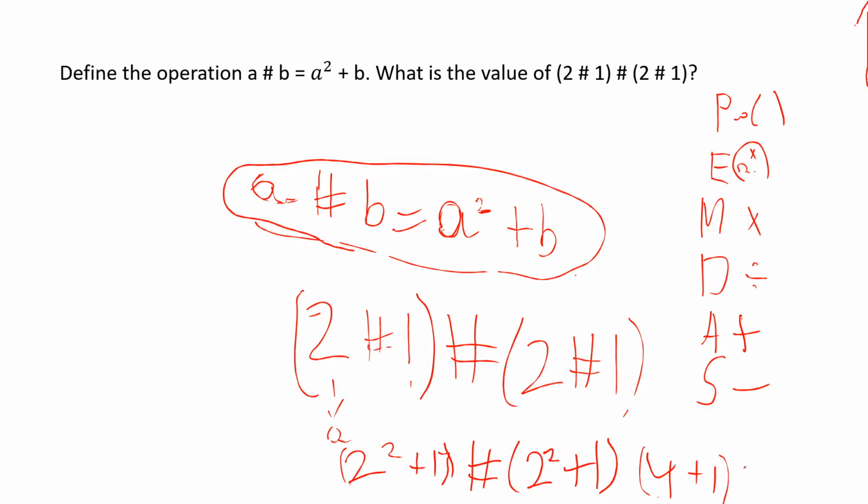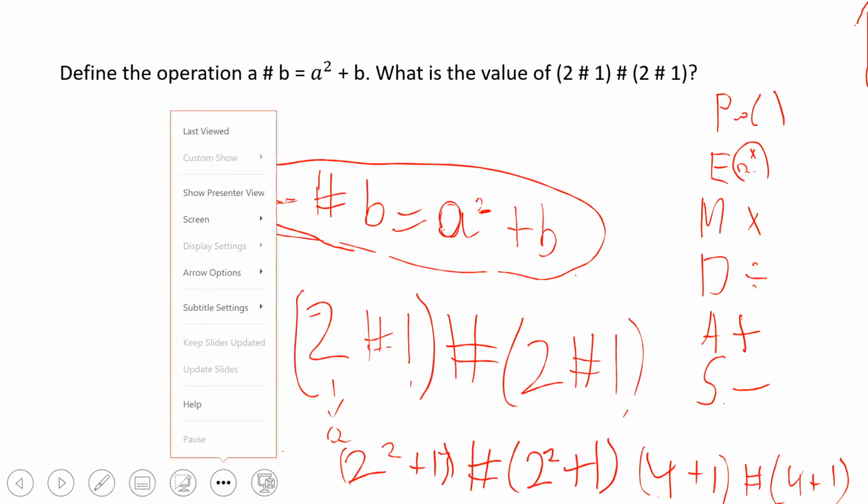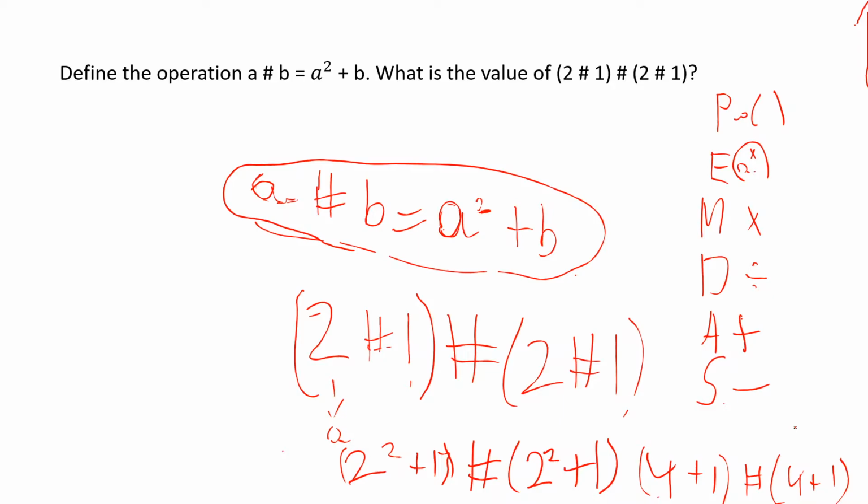And then we have our hashtag. 4 plus 1, of course, is 5. So once I'm done with this, I can go right here. And yes. So once we're done with this, we do 5 hashtag 5. So we don't know what this hashtag is, of course. Well, a hashtag b is equal to a squared plus b, right?